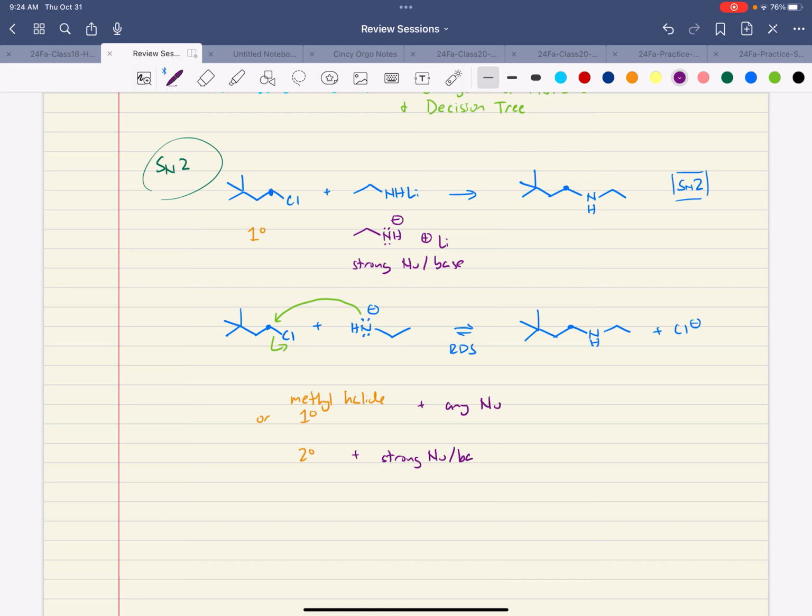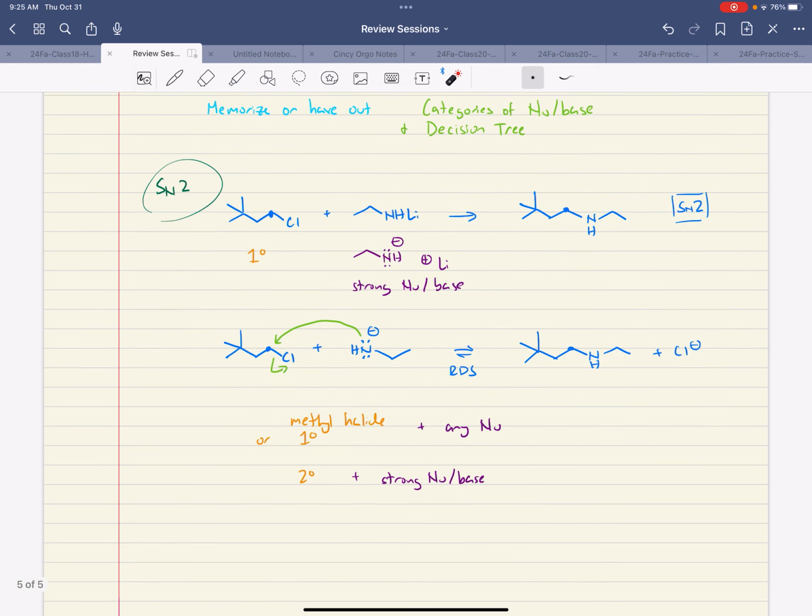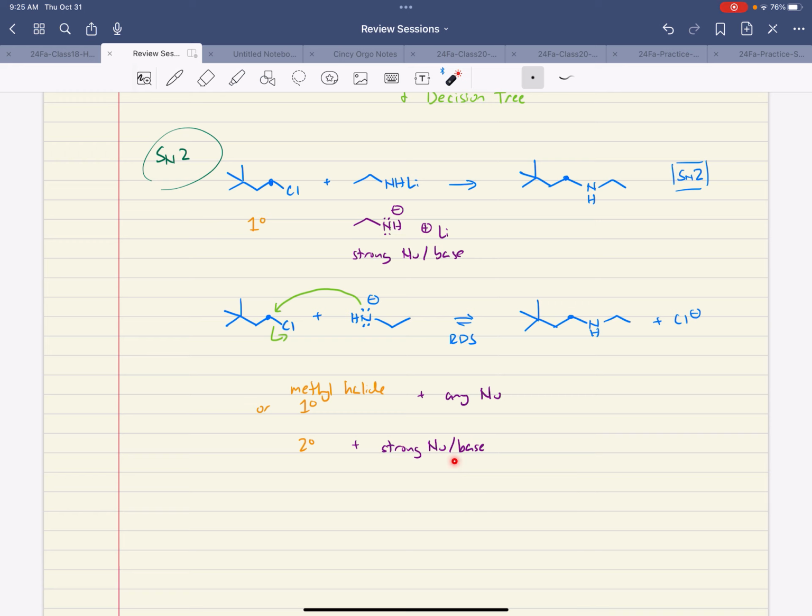We're not really worried about the base personality of these molecules, but I'm going to keep continuing to label it strong nucleophile, strong base. You might as well learn it like that because you're going to need to know those categories with the base portion of it in future classes. There are 4 categories, correct? And one of them is strong nucleophile, strong base. If it was weak, then the secondary alkyl halide will switch over to SN1 mechanisms. Okay, everyone good with SN2?